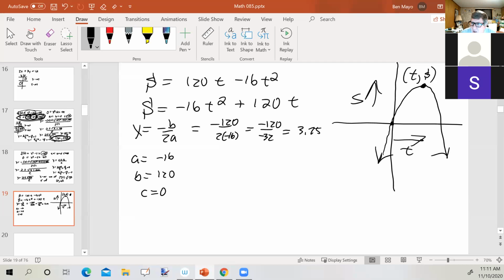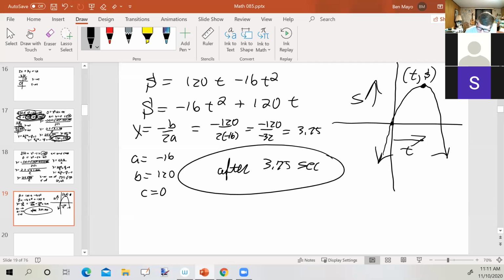That's the time at which it reaches its maximum height. Okay, so how long after being fired? After 3.75 seconds. What is that maximum height? Well, that would be the y value of the vertex.